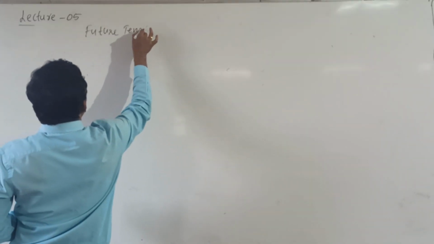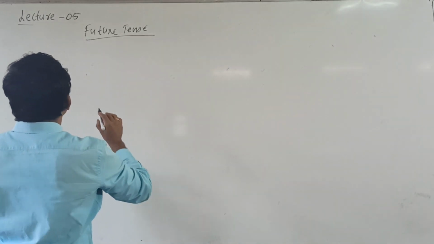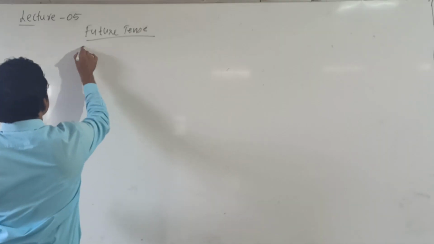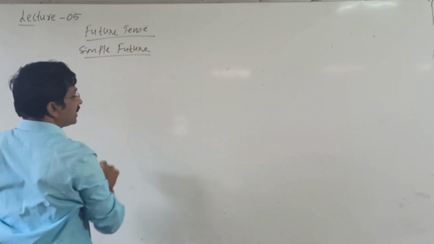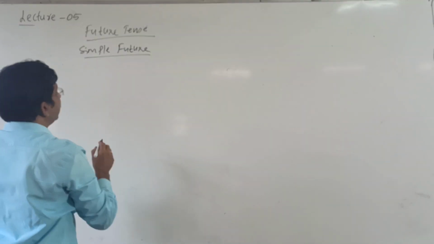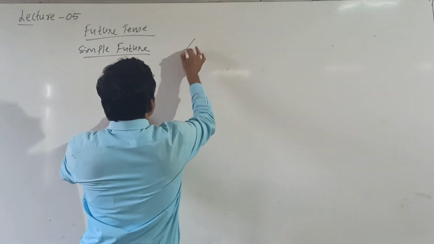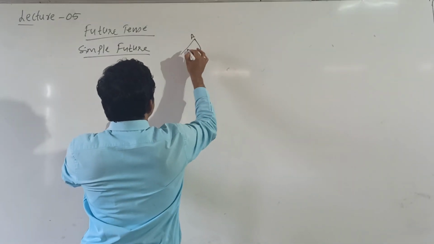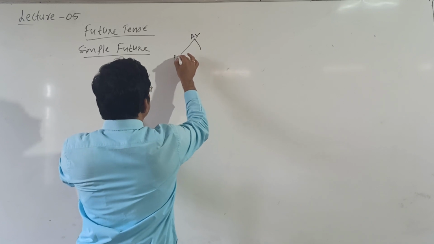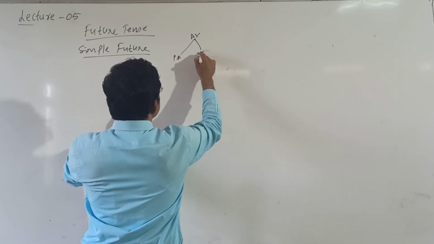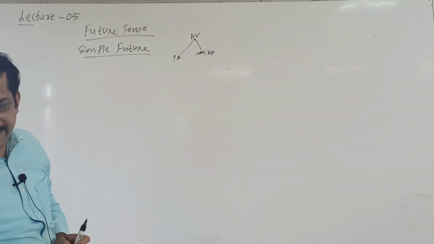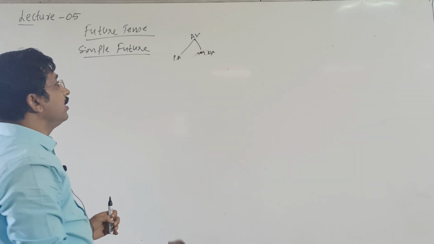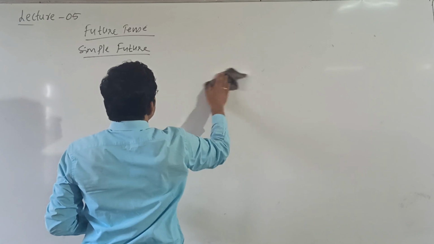Here, future tense: simple future. As I said, we have to use these auxiliaries. Auxiliaries are divided into two: primary auxiliaries and modal auxiliaries. Modal auxiliaries are shall, will, may, might. Okay. Here these auxiliaries we have to use.